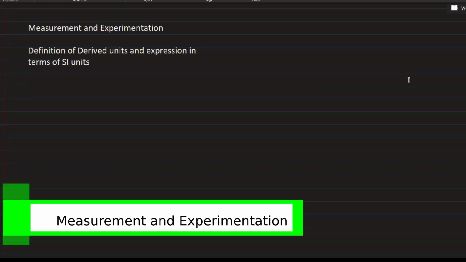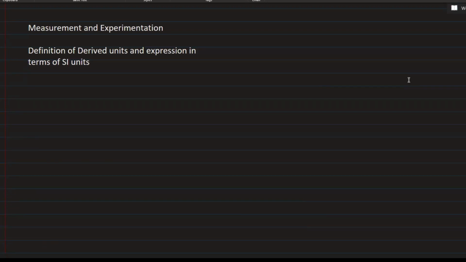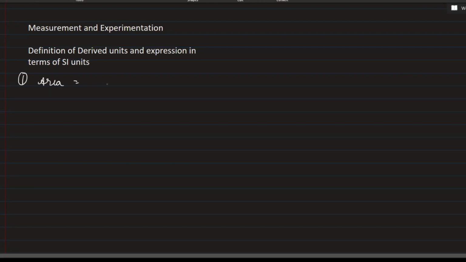Hello. In this video, we are going to talk about derived units and how they are expressed in terms of the SI units of fundamental quantities. In this, the first we are going to see is area. Area, the definition is length into breadth, and length is measured in meters, and so is breadth. So therefore, this is meter into meter, and meter squared is the SI unit.